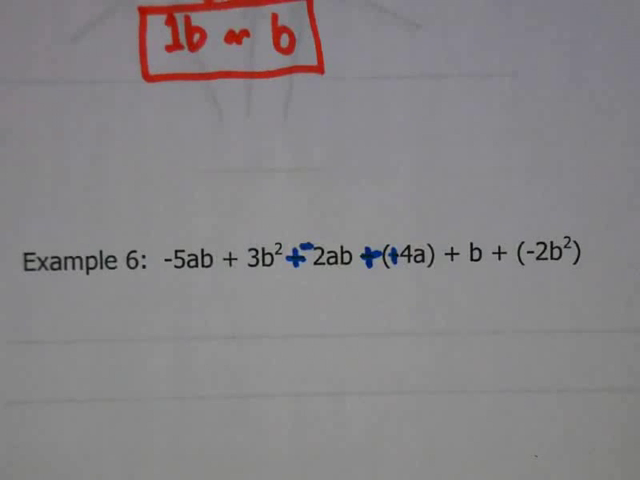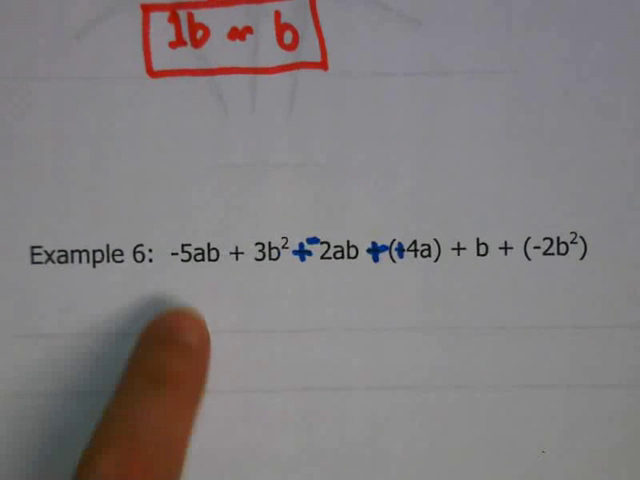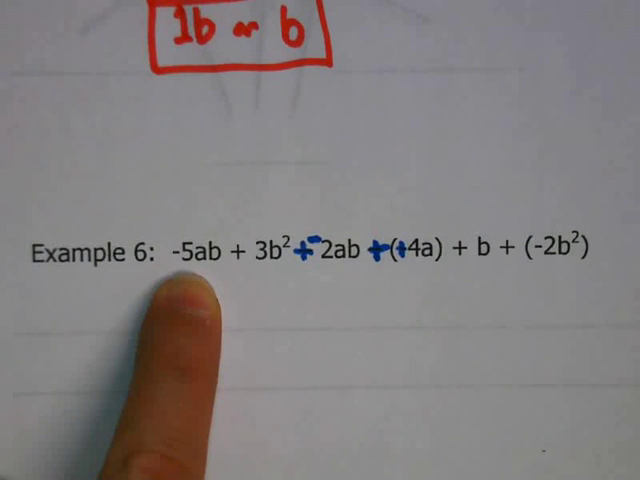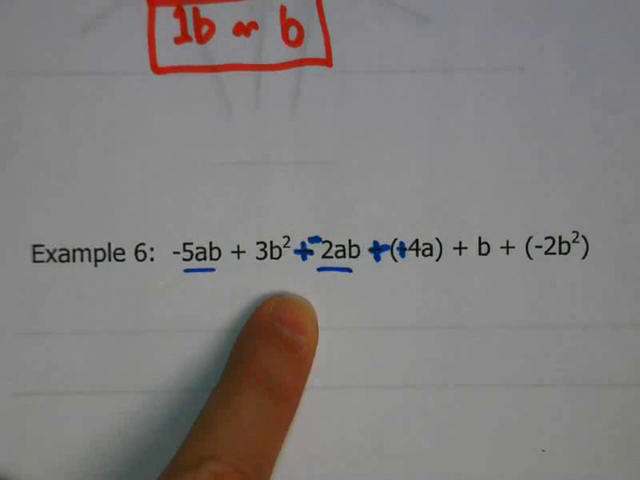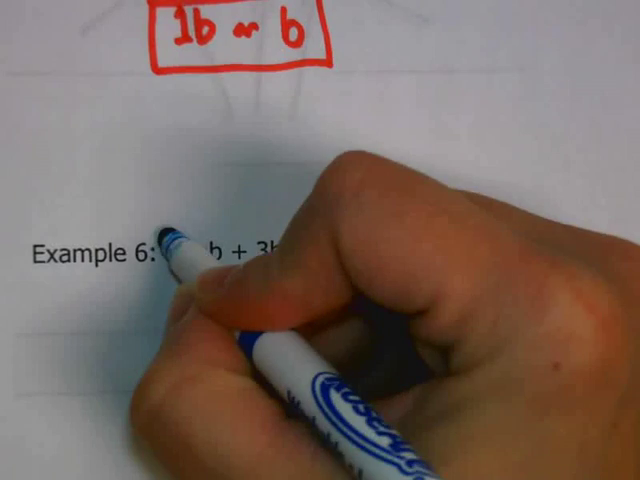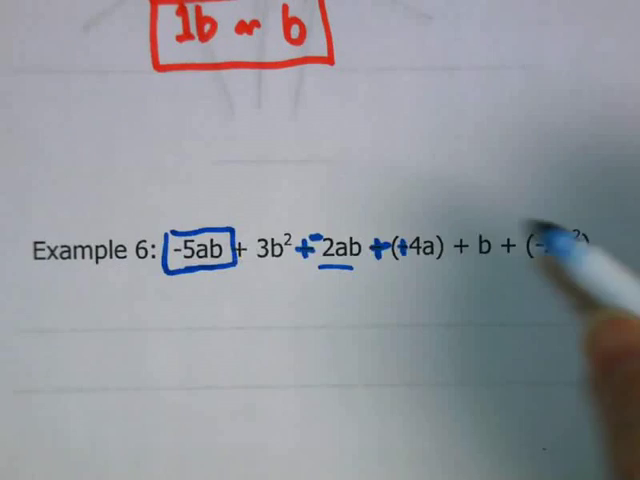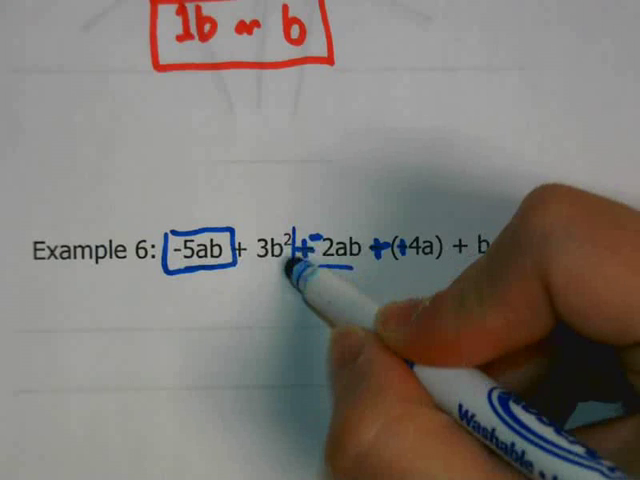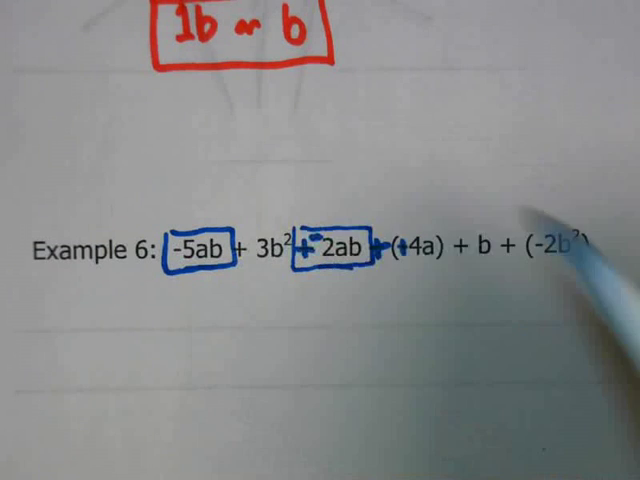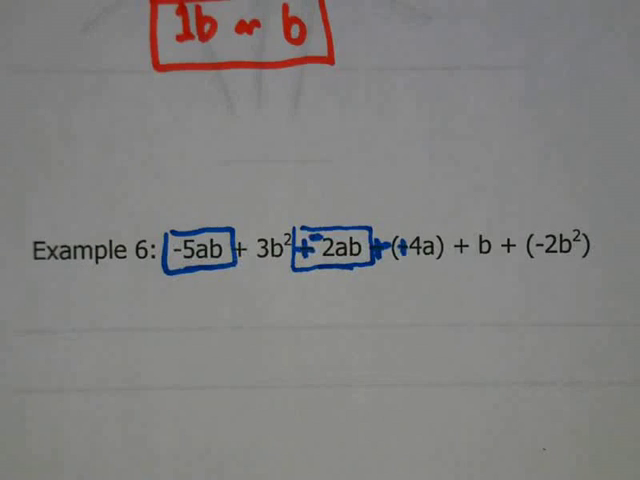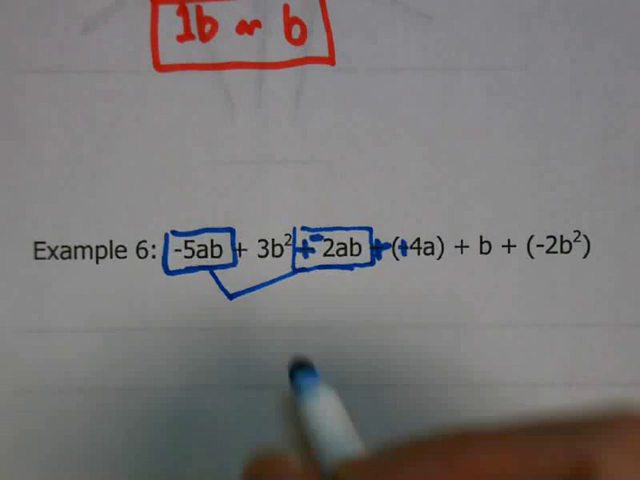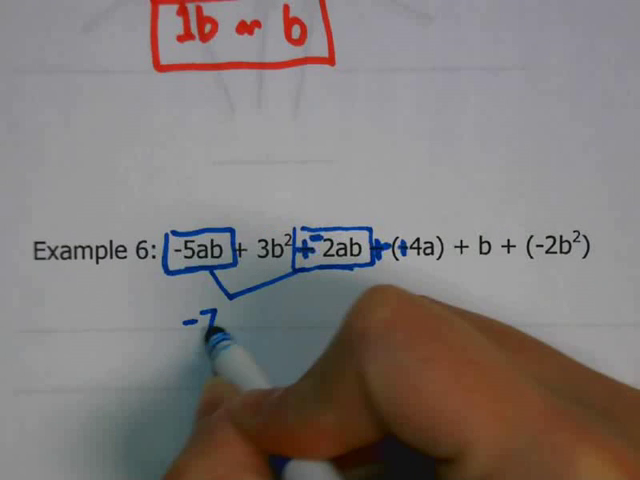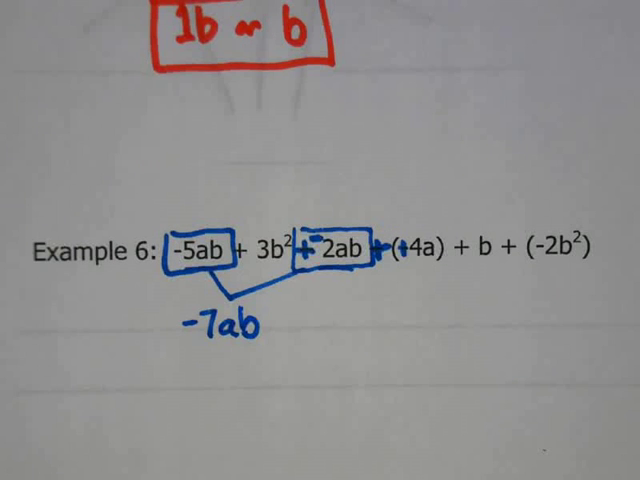We need to combine terms that have exactly the same variable. So looking at this first one, negative 5ab's, is there any other that are just ab? Here's an ab. Can we combine them? I'm going to put a box around those ab's. This negative 5ab's plus negative 2ab's, I'm going to combine those guys. Negative 5 plus negative 2 gets more negative. That's going to take us down to negative 7ab's, right?